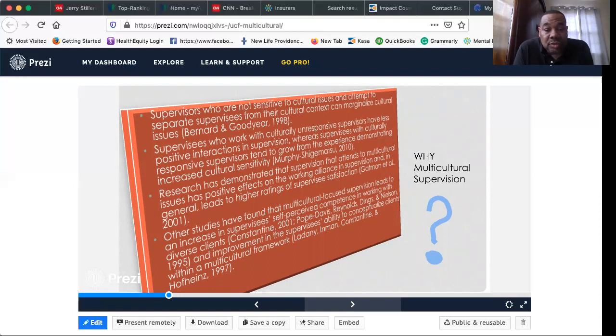So why multicultural supervision? Well, because that's what AMCD wants us to do. That's what ACA wants us to do. That's what AMCA wants us to do. That's what everybody wants us to do. And that's what the clients need.